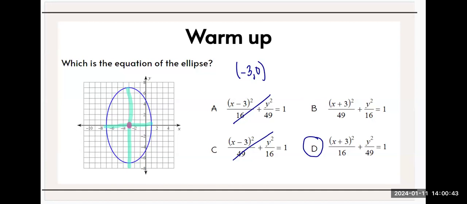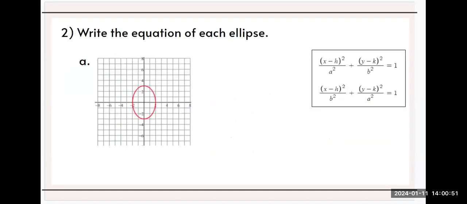So on Monday, we did examples 1 and 2. I don't know if we got to example 2, but it's pretty similar to the warm-up we just did. Do you guys remember? Did we do this one? The center was 0, 0. Anybody remember?